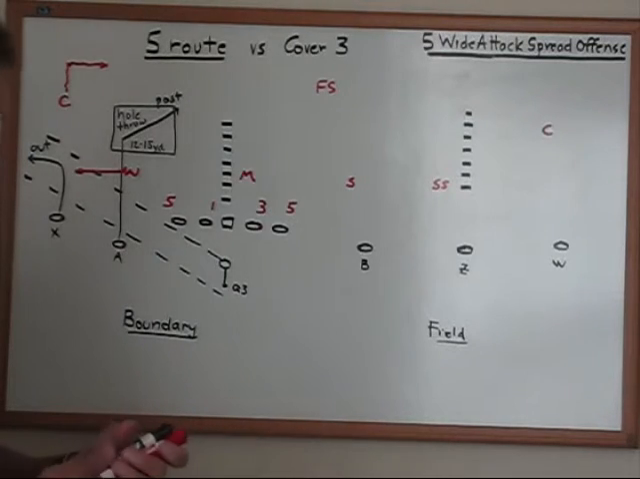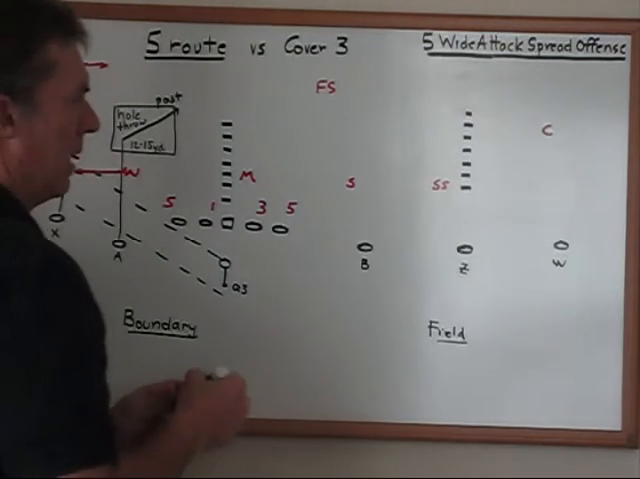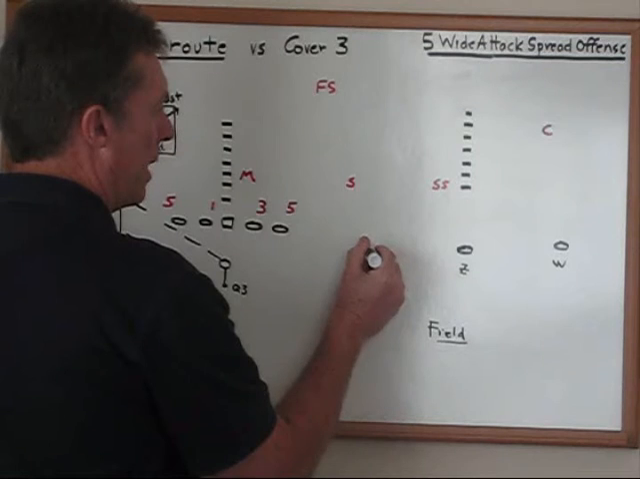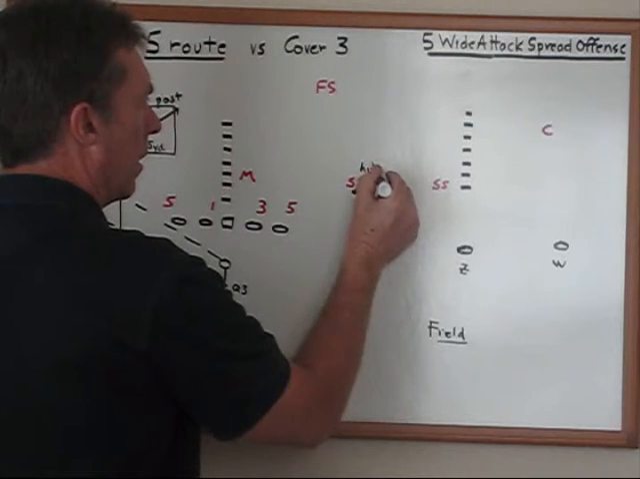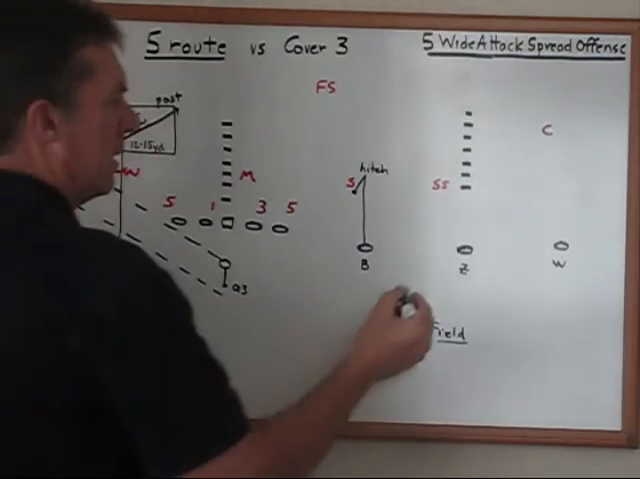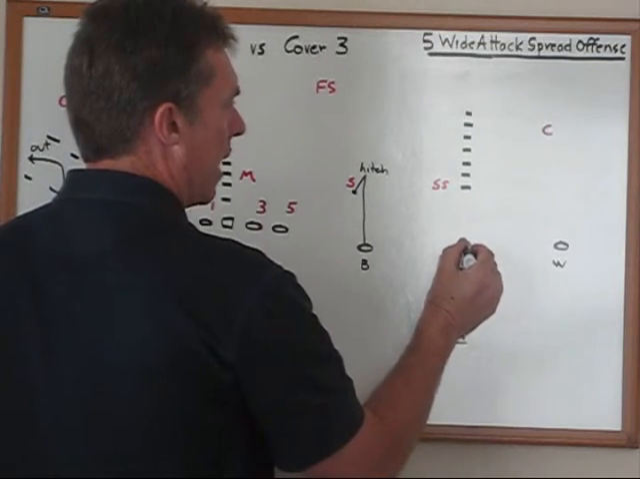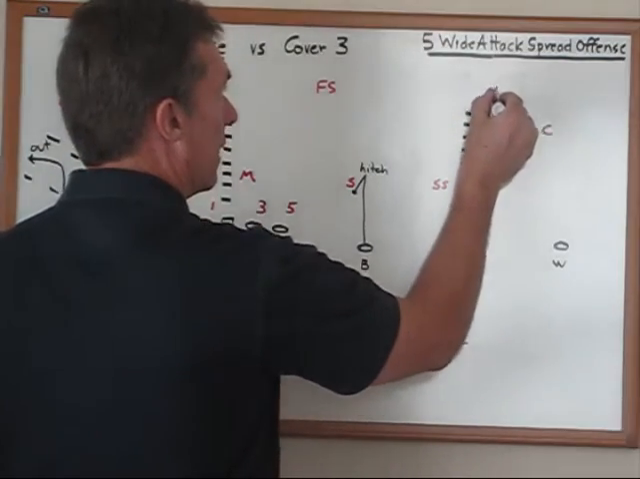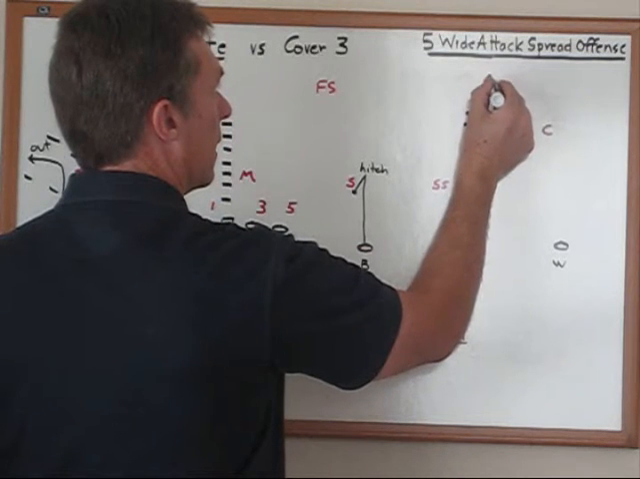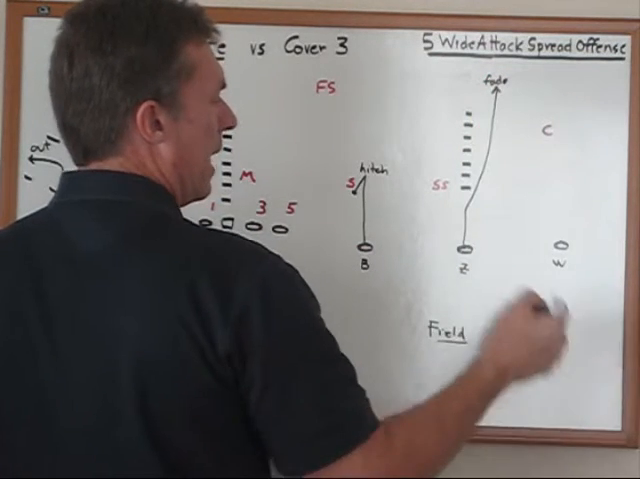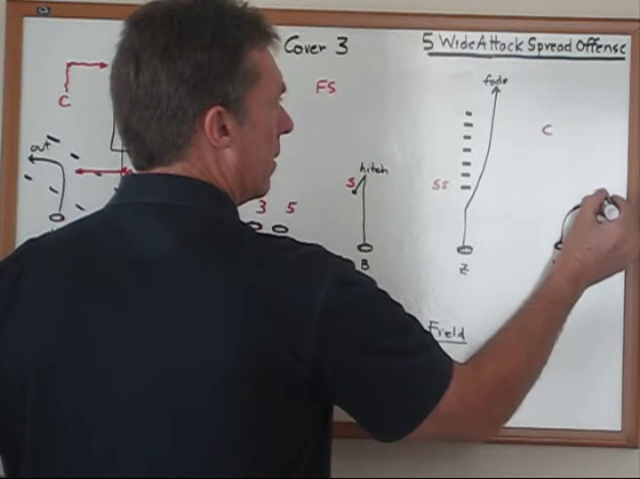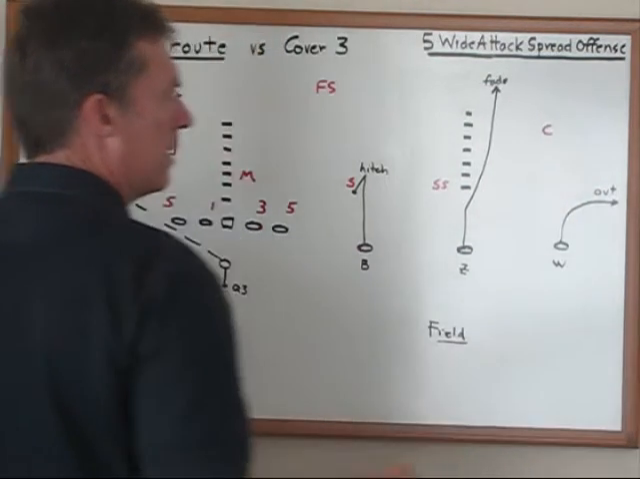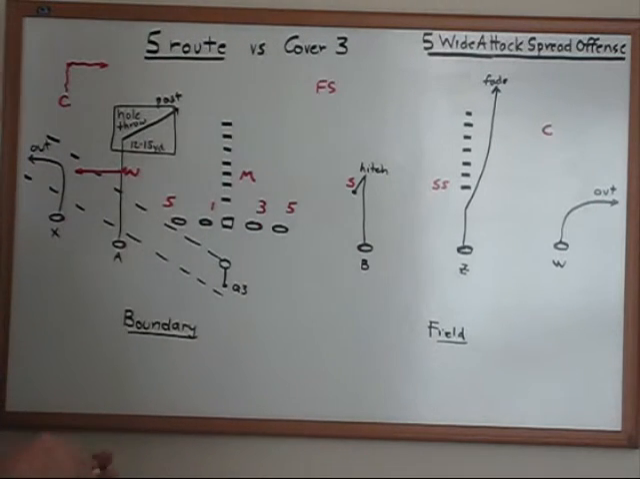Over to the field side in the 5 route, the B has a 5-step hitch. The Z in the 5 route has a fade. And the W in the 5 route has an out route, same kind of 4-step speed out that the X has.